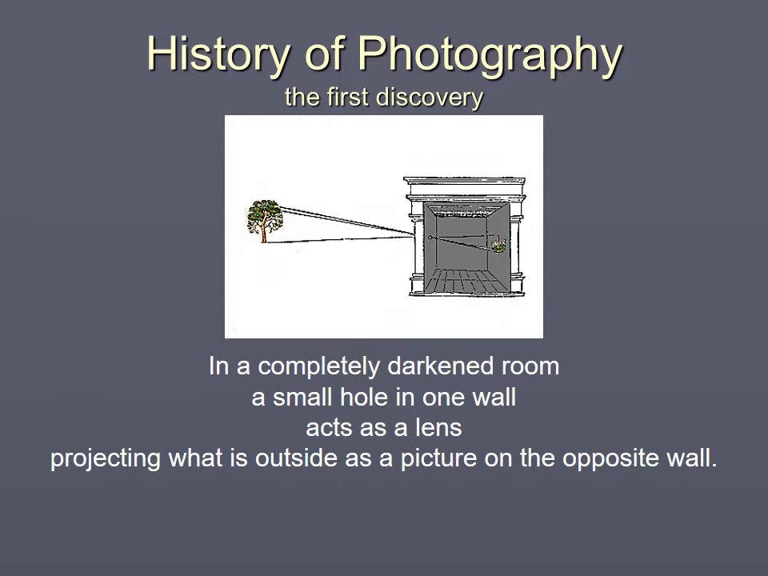So you remember the first discovery, the ancients could do this. They could darken a room and put a hole in one wall, and then the natural phenomenon of light coming in would form an image upside down and backwards inside the room.